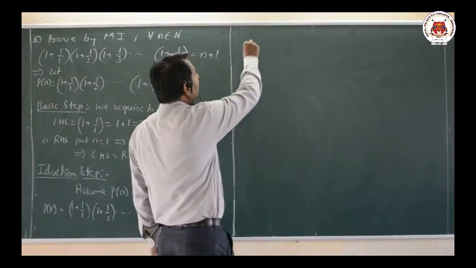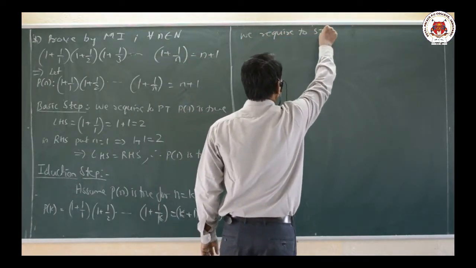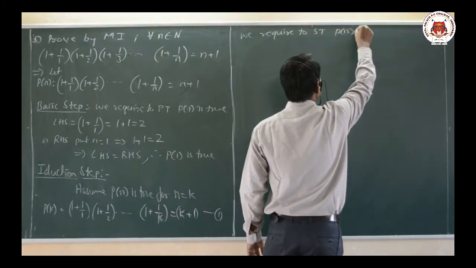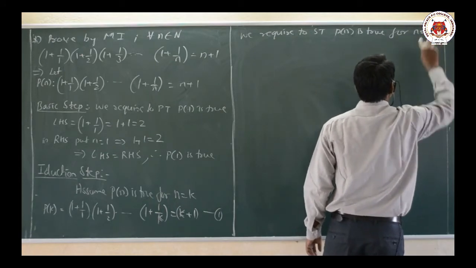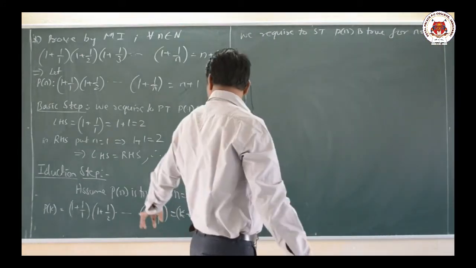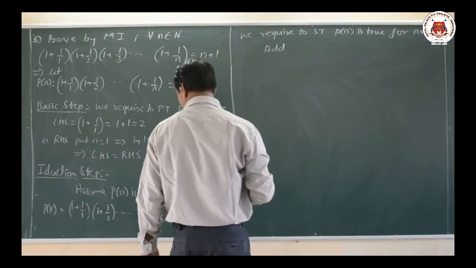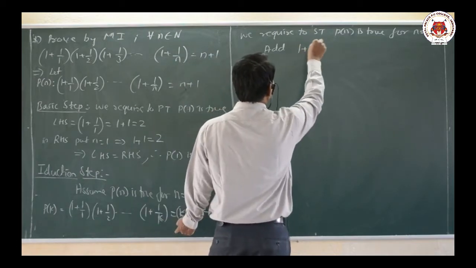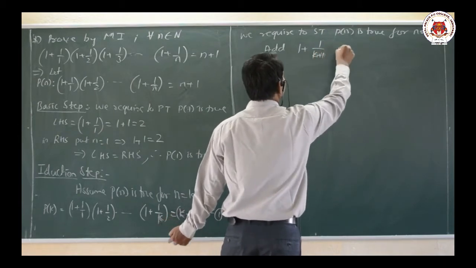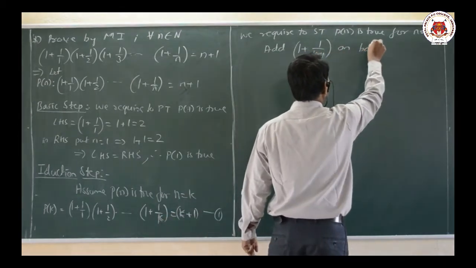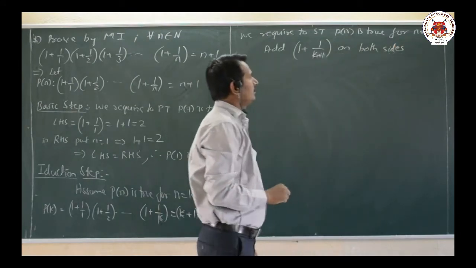Here what we require to prove? We require to show that p of n is true for n is equal to k plus 1 here. That means here, what we require to add? After this term, what comes? In place of 1 divided by k, k plus 1, so what happens? k plus 1 on both sides. On both sides we require to prove here. We have to add it.